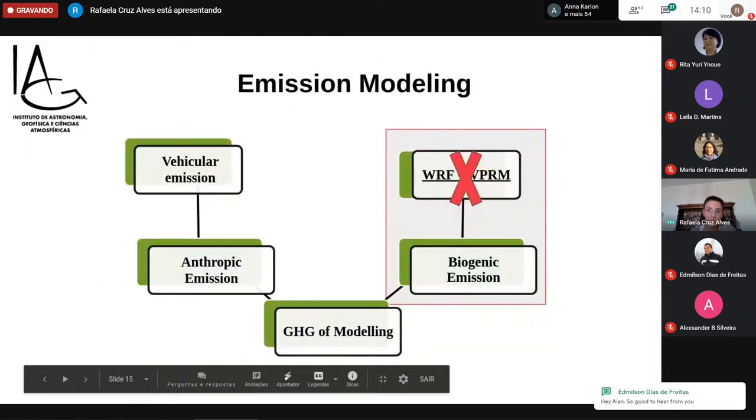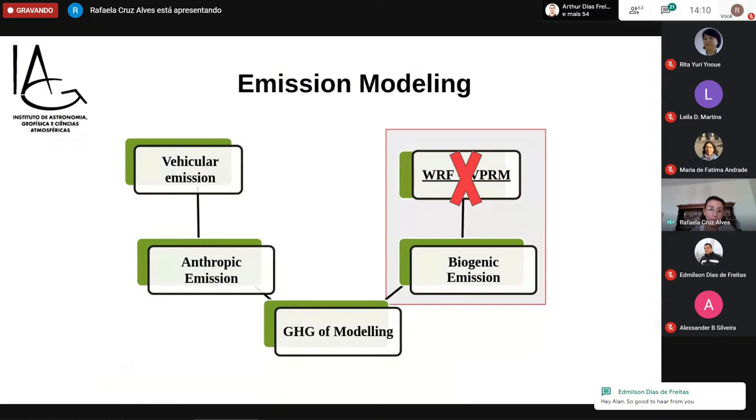Several attempts were made with the VPRM, but without success. So as a future step, there will be the production of a CO2 flux calculation model to be inserted in the WRF-GHG.